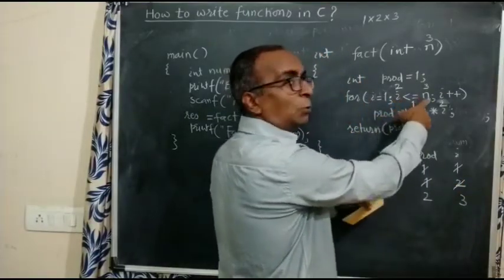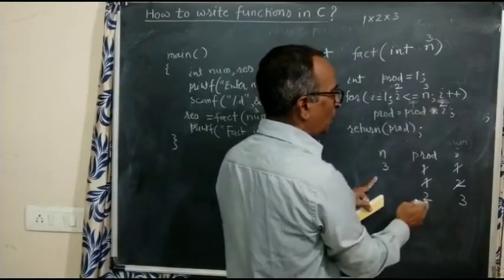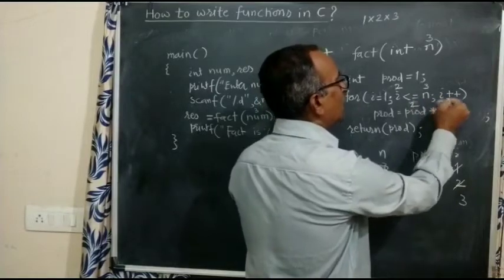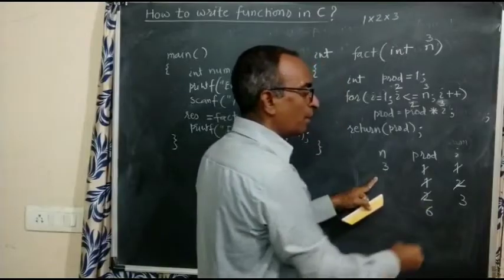Is 3 less than or equal to 3? Yes. It will come inside. What is the current product? 2. What is the i value? 3. 3 into 2, 6 will be assigned to this product.